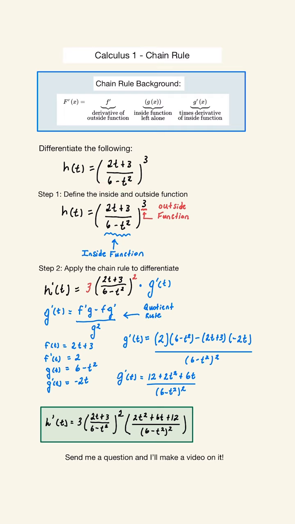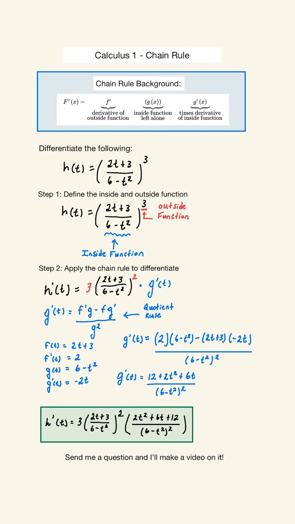So the first step in using the chain rule to differentiate this function is we want to determine our inside and outside functions. So when we look at this function, we know that the data contained within the parentheses will be our inside function, and we know that the exponent will be our outside function.